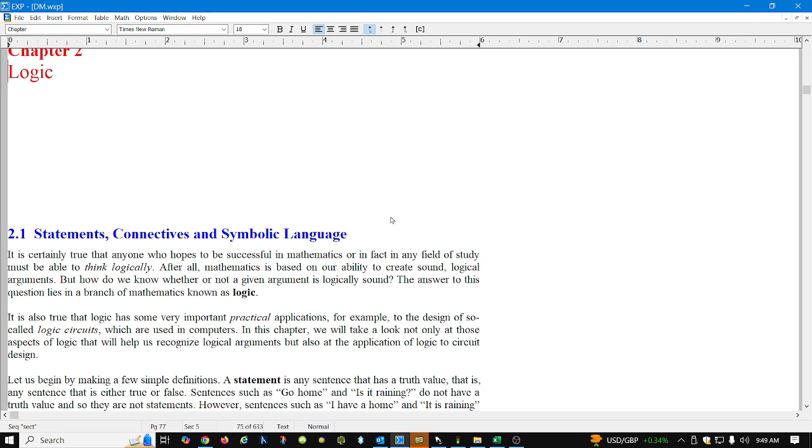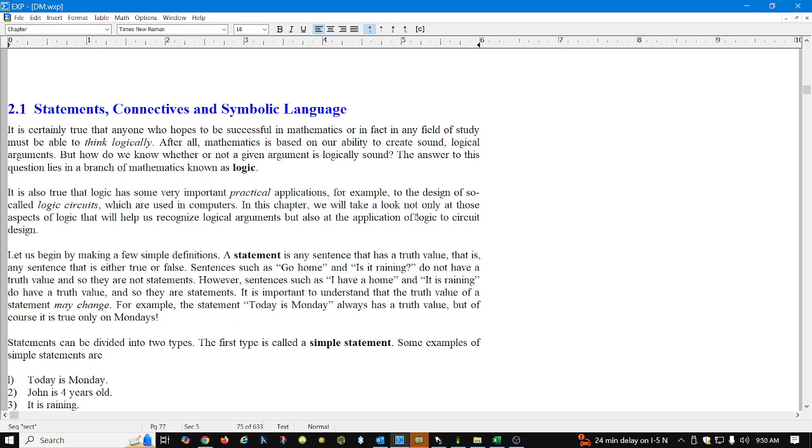It's undoubtedly true that anyone who hopes to be successful in mathematics, or really in any field of study, must be able to think logically. Mathematics in particular is based on our ability to create sound, logical arguments. The question is, how do we know whether an argument is logically sound? And that's when we turn to the branch of mathematics known as logic.